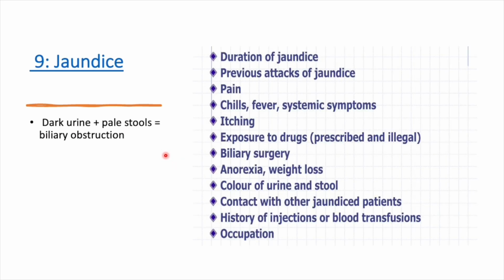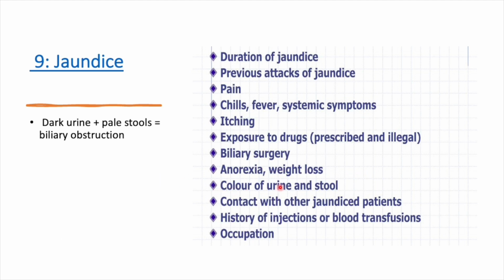And in addition to the 7-dimensional analysis, you have to ask about the duration of jaundice, any previous attacks of jaundice, any pain that is suggestive of a hepatitis or cholecystitis, chills and fever and systemic symptoms that favor a cholecystitis, itching that is a pruritus favors obstructive jaundice. A drug history is very important. Prescribed, illegal or herbal medicines. Past history of biliary surgery, anorexia and weight loss suggests a malignancy.